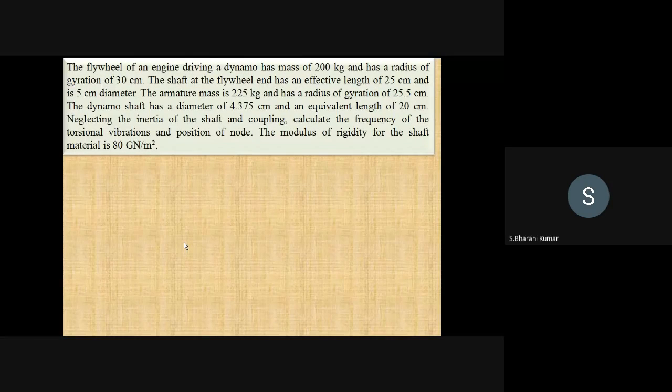A flywheel of an engine driving a dynamo has a mass of 200 kg. Okay, a simple sum, the usual model sums. Calculate the frequency of the torsional vibration and position of node. Direct question. Okay, they are asking for the position of node and the frequency. That's it.